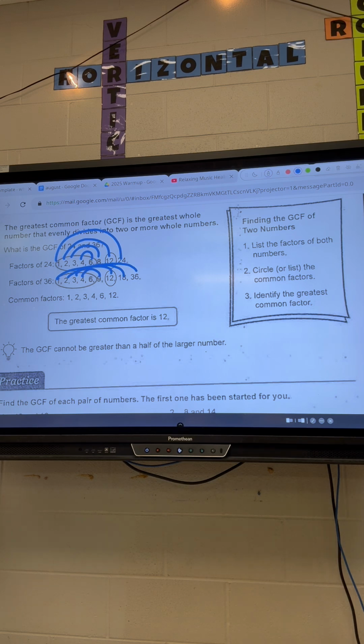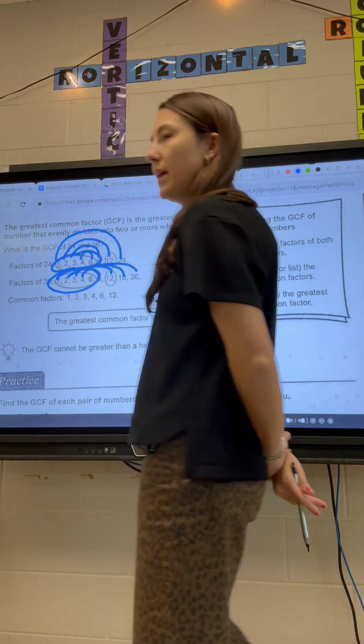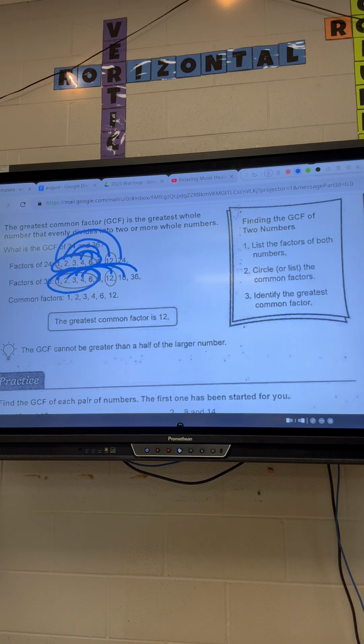What about 18? Is 18 a common factor of 24 and 36? No. They have circled the common factors for you. They both have a 1, a 2, a 3, a 4, a 6, and a 12. Now, if you take the 3 words, greatest common factor, and break it apart, greatest common factor means the biggest number that they share. That's a factor. So looking at what 24 and 36 both share, what is the greatest common factor? What's the greatest number they both share in their factor list? 12.